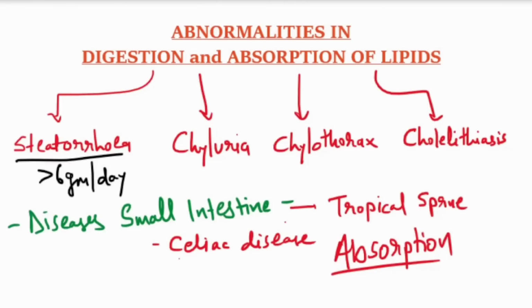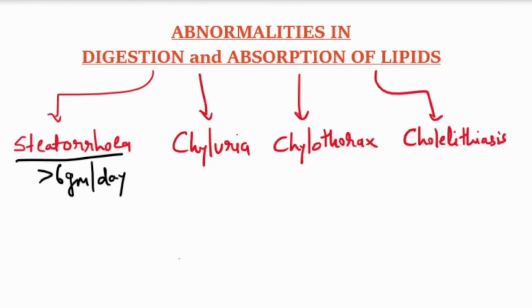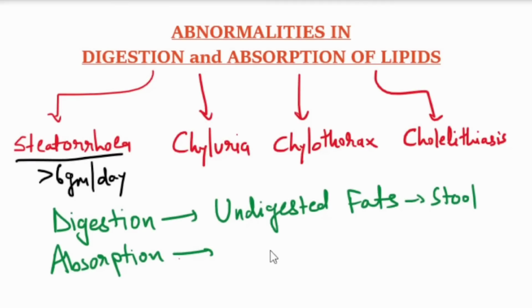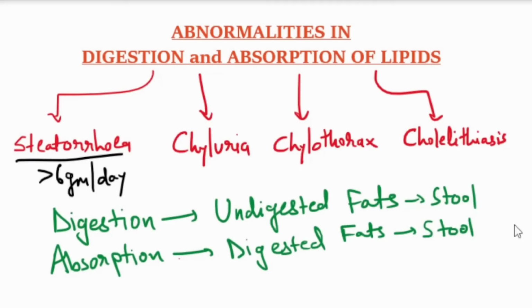The type of fat excreted in stool depends on the underlying issue. If the problem lies in lipid digestion, like pancreatic insufficiency, undigested fats appear in the stool. In contrast, if the issue is lipid absorption, like bile duct obstruction or celiac disease, digested fats are excreted.